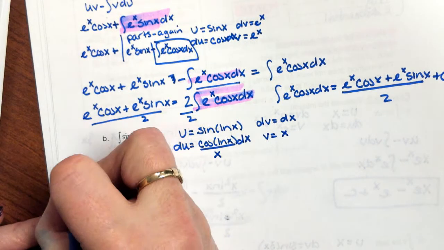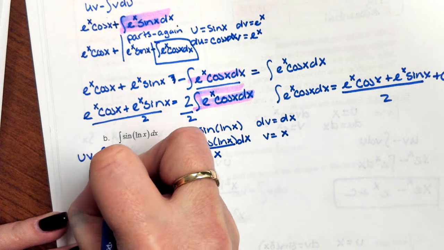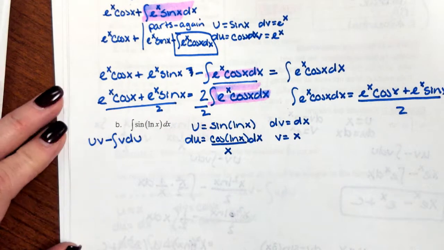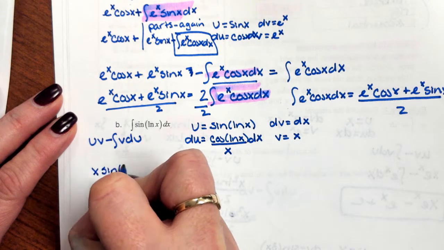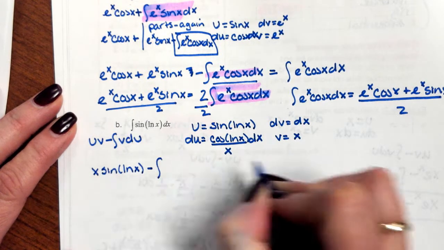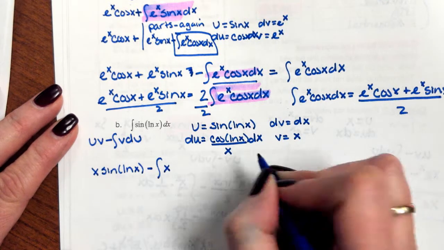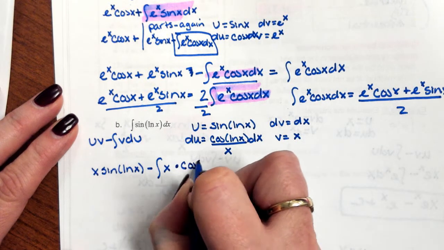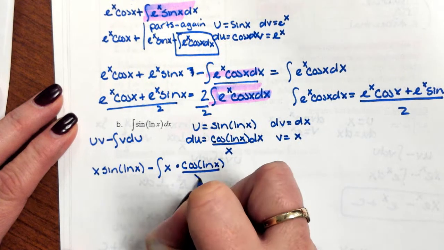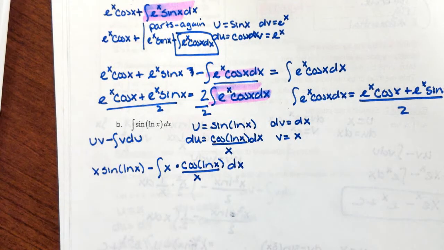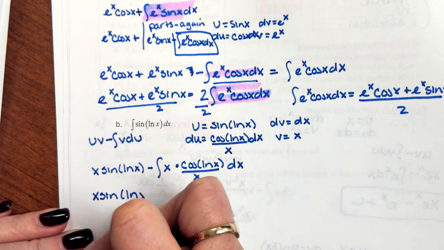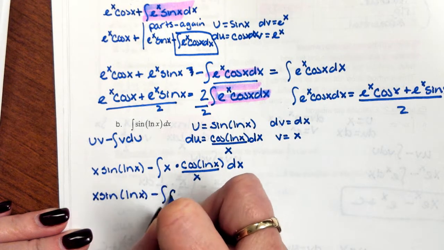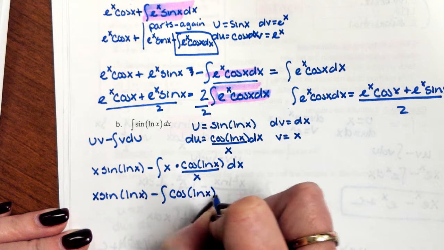So I'm going to plug it into my parts: u times v minus the integral of v du. So u times v gives me x times the sine of the natural log of x, minus the integral of v, which is x, times your du, which is the cosine of the natural log of x over x dx. Now again, these x's are going to cancel out, so I have x times the sine of the natural log of x minus the integral of cosine of the natural log of x dx.